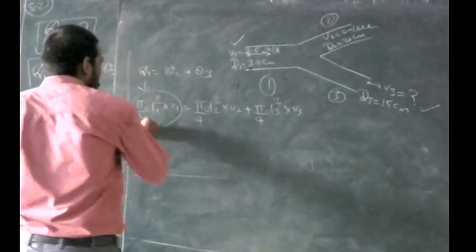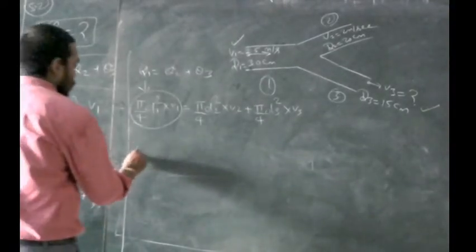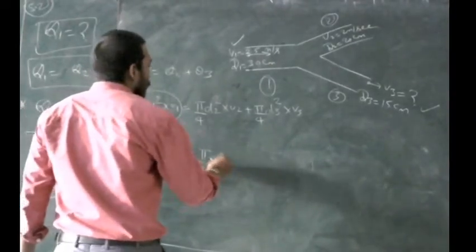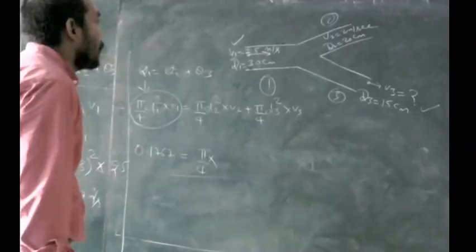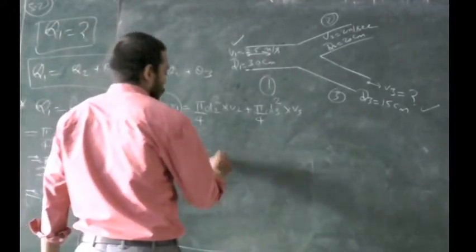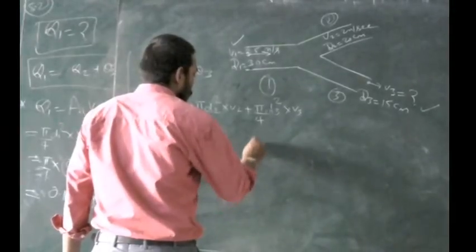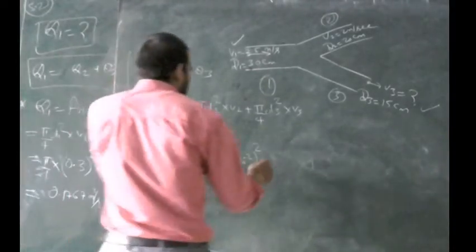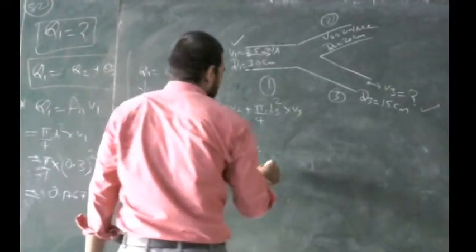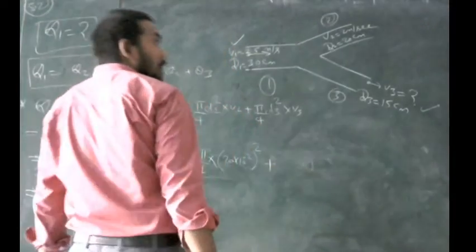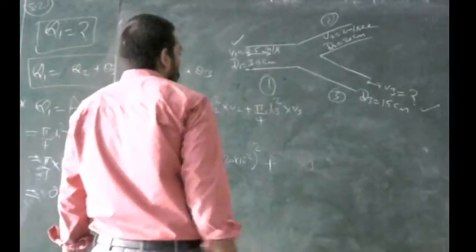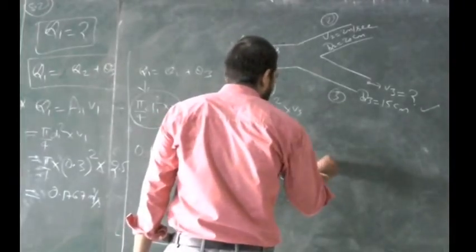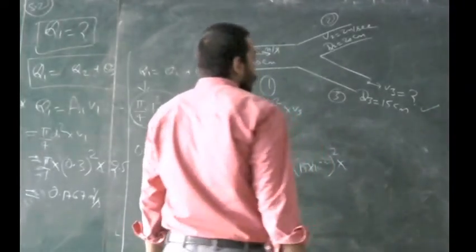We know that this 0.1767 equals pi by 4 D2 square into V2, where D2 is 20 centimeter, so 20 into 10 to the power minus 2, squared, into 2 meter per second, plus pi by 4, 15 into 10 to the power minus 2, squared, into V3.